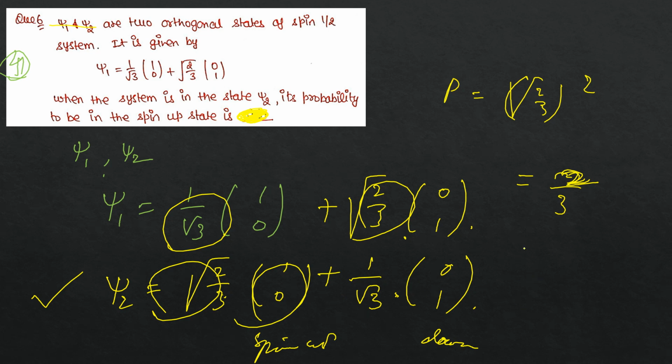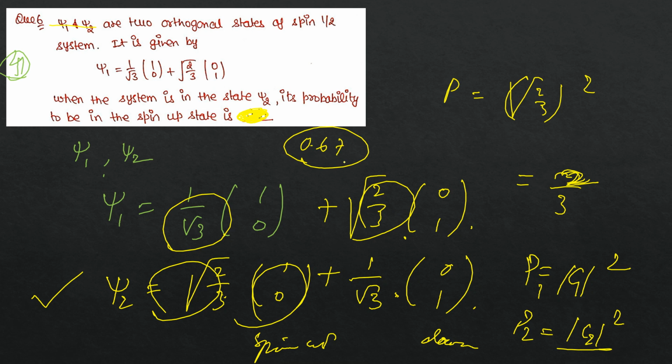And after that, we just write, what is the probability? P1 is equal to C1 square, coefficient of 1 squared. P2 is equal to coefficient of C2 square. Okay. That way we can solve this question, right? The answer is 0.66 or 0.67.